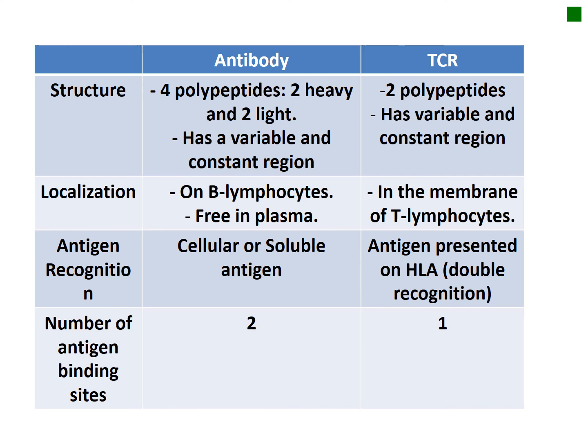Antibody structure has 4 polypeptides, 2 heavy and 2 light, with a variable region and a constant region. While TCR has 2 polypeptides, with a variable and constant region. Localization: antibody is on B lymphocytes or free in plasma, while TCR is found in the membrane of T lymphocytes. Antigen recognition: antibody recognizes cellular or soluble antigen, while TCR recognizes antigen presented on HLA. It's called the double recognition process by T cells. Number of antigen binding sites: antibody has 2, while TCR has only 1.